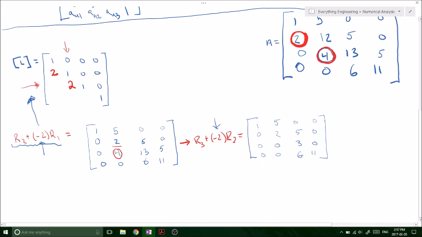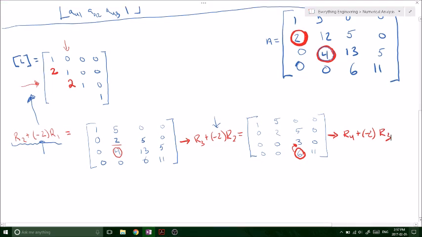Okay, so now looking at our new matrix, we want to get rid of this guy. Similarly, we just add -2 times that row. So we have R4 plus, again, -2 times R3, and that will cancel out that 6.